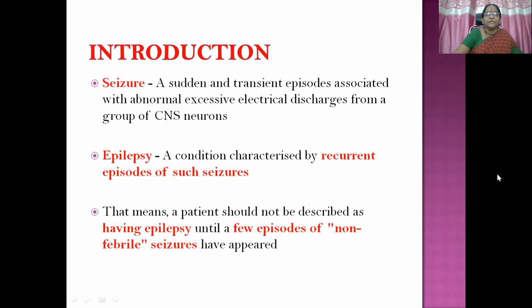So let us see what is the difference between the terminology, that is seizure and epilepsy. Seizure means a sudden and transient episode associated with abnormal excessive electrical discharge from a group of CNS neurons. It is a single episode. Then epilepsy means a condition characterized by recurrent episodes of such seizures. That means multiple seizures occurring recurrently or repeatedly.